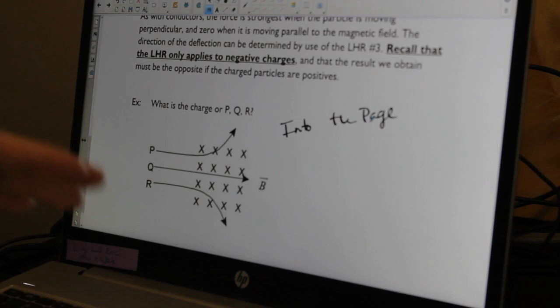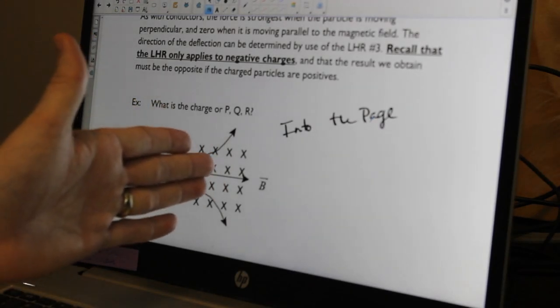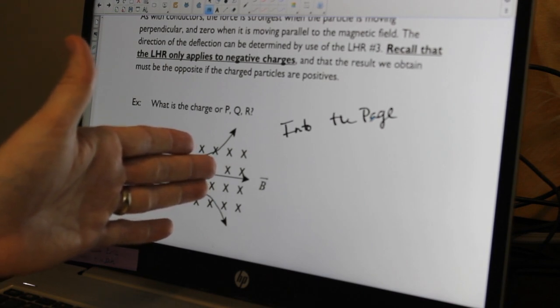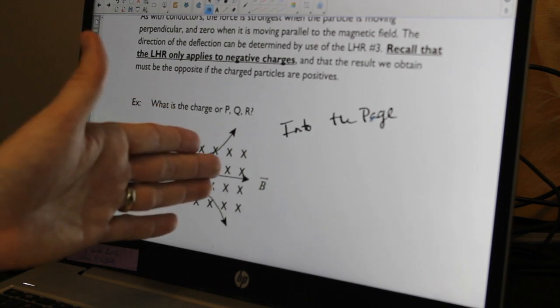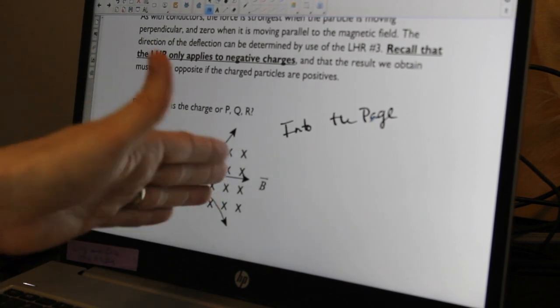So X's mean into the page. So the magnetic field for this one is into the page. So what we would do, I don't know if you can see my screen here now, but we can point our fingers into the page. You can see my hand is pointing right into my computer screen, and if you have the paper in front of you, you would point your fingers directly into the paper.